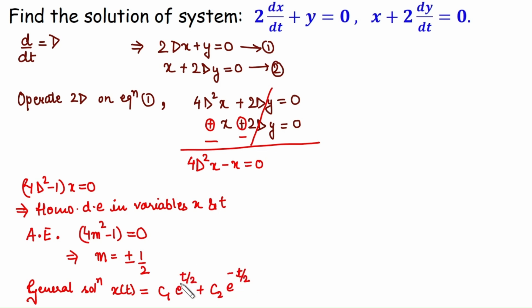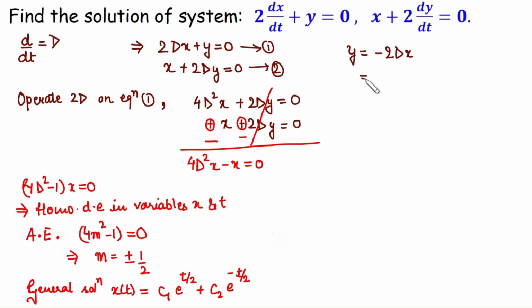Make sure the variable in this case is t, not x, because this is the differential equation in the variables x and t. Now once we have the value of x, we can find the value of y from these two equations. Either use the first equation or the second. Here it's easy to use equation number 1 to get the value of y. So the value of y according to equation number 1 is equal to minus 2 times Dx.